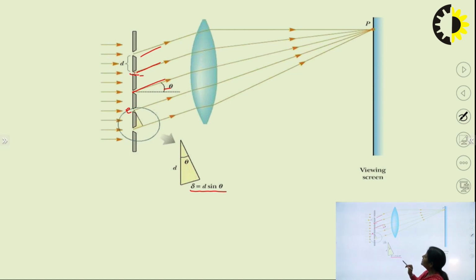Now what happens? If we look at this single slit, the beam is diffracted from this single slit and makes a certain angle theta, which is already shown here. If we look at only this set of beams, this gives us the study of diffraction due to a single slit. But here you can see there are a number of slits, so we will have to take the contribution of all these n slits.